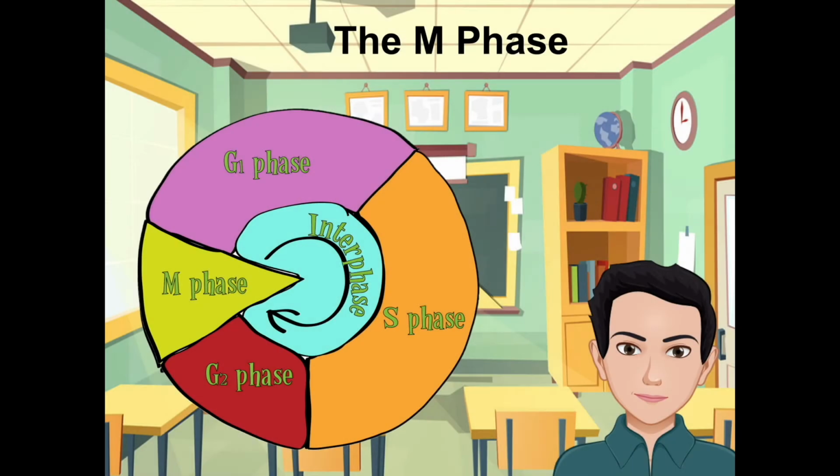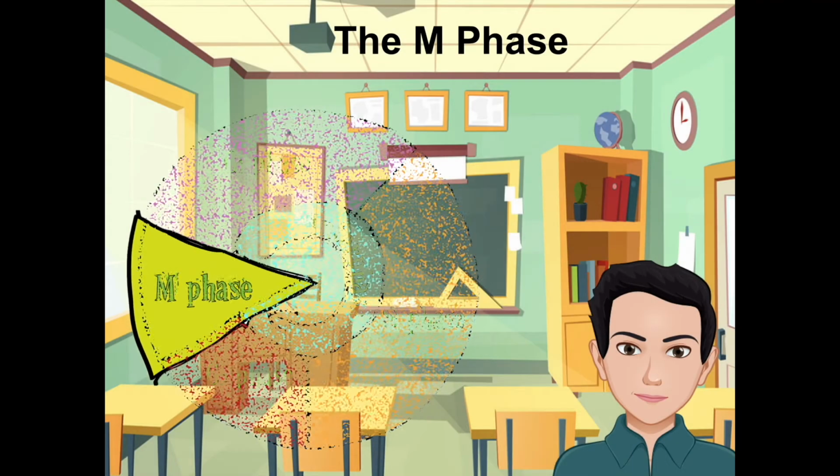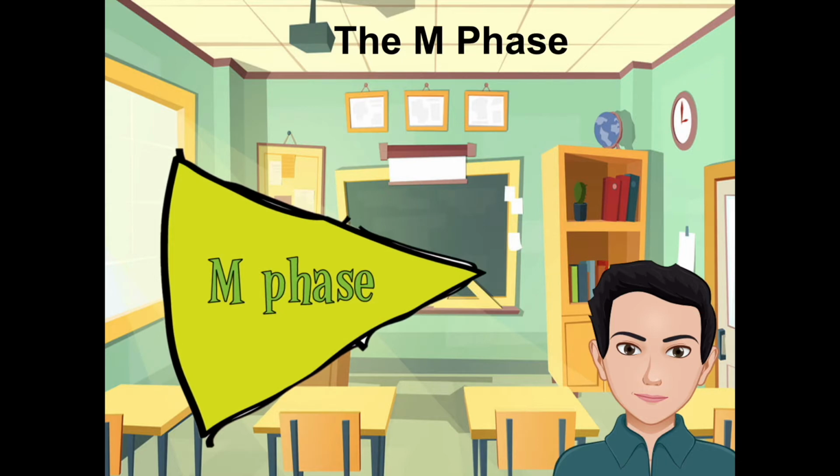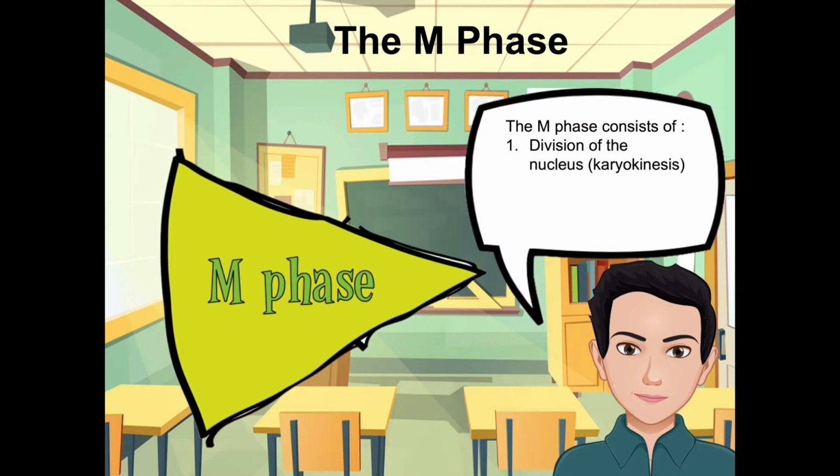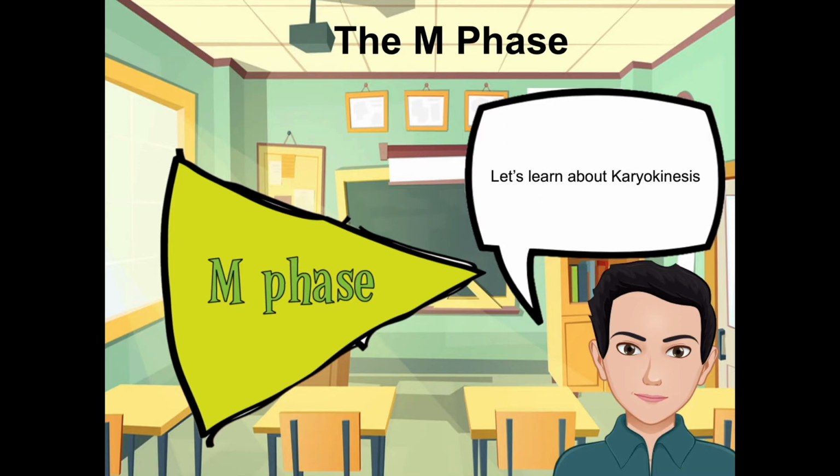Hi guys, now let's learn about the M phase. The M phase consists of two stages. The first one is the division of the nucleus, known as karyokinesis, followed by the division of the cytoplasm, also known as cytokinesis. Now let's learn about karyokinesis first.